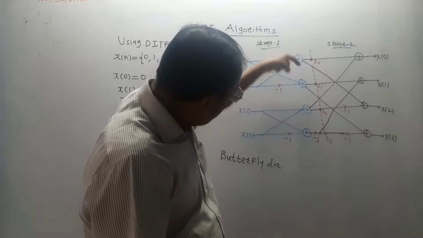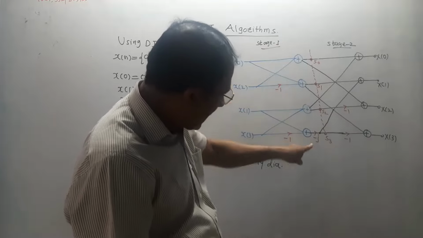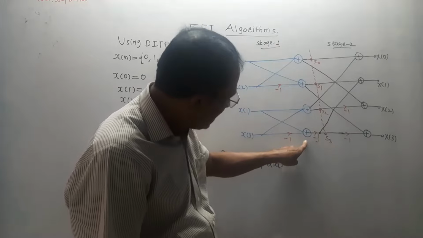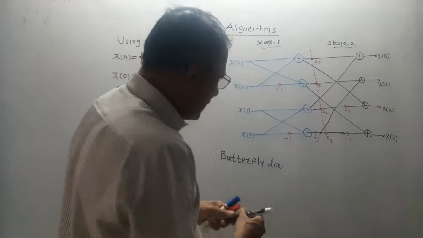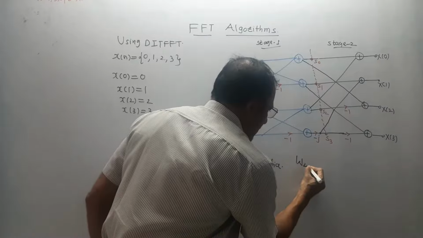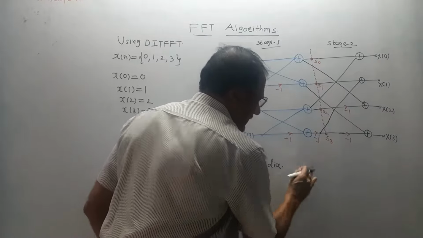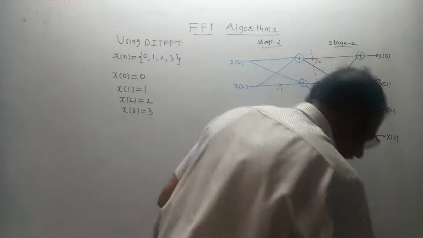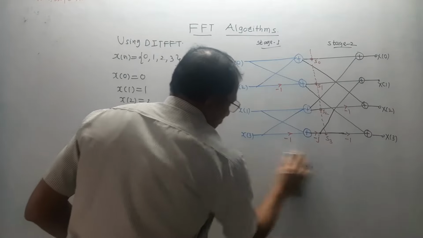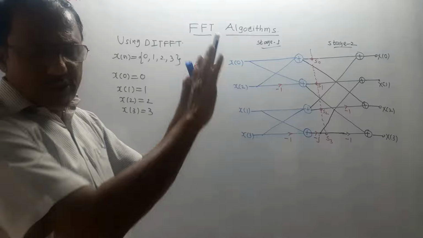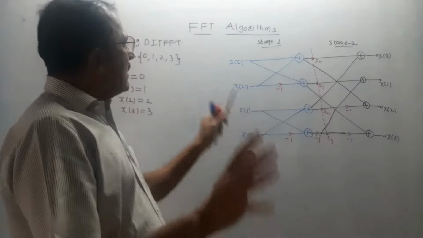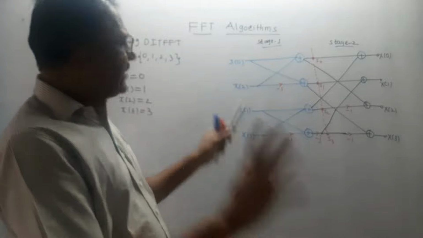The outputs of these things are called adders. At the output of the last adder in the first stage, don't forget to write -j. Actually, it is the value of W4 raised to 1, but we are not interested in notation, so I have simply written -j. Now, if you just memorize this diagram, you can solve any type of numerical related to calculation of a 4-point DFT.